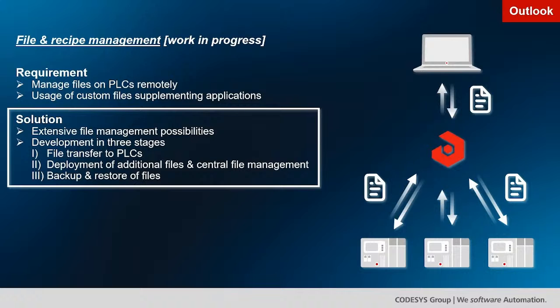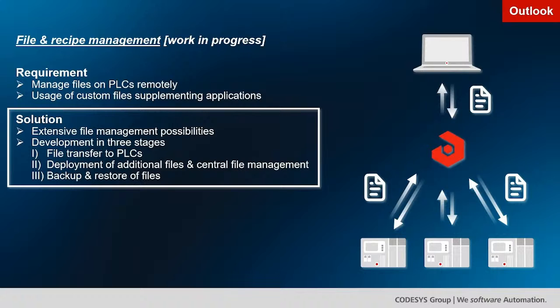In the first stage, we'll make it possible to transfer files to PLCs. In the second stage, it will be possible to store files on the automation server and use them for application deployment. So that means if you deploy an application to a PLC using the CODESYS automation server, you can check additional files that should also be deployed with this application. And this goes hand in hand with a central file management that will then be part of the automation server.